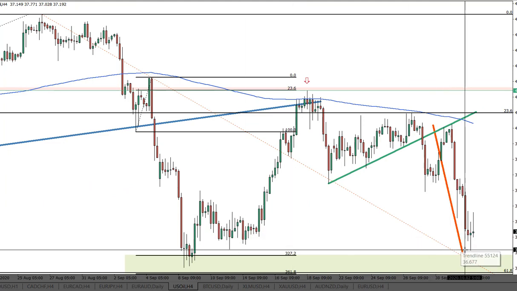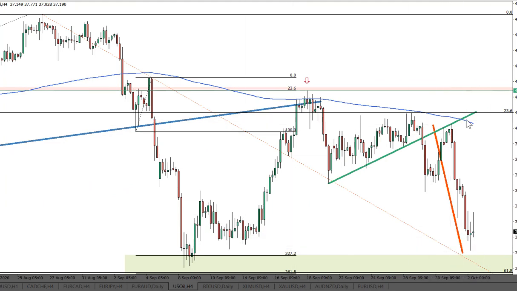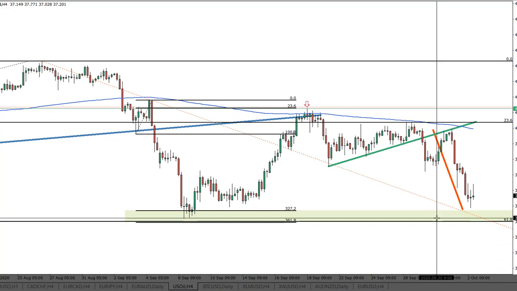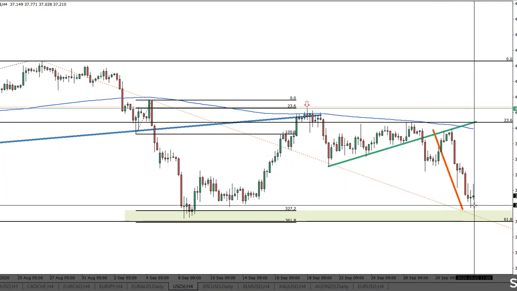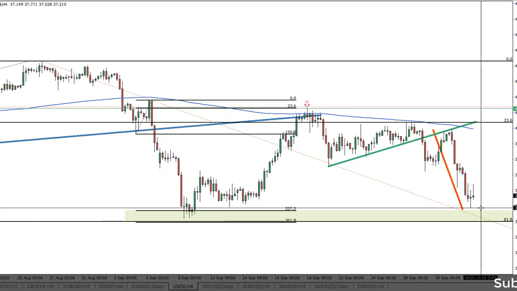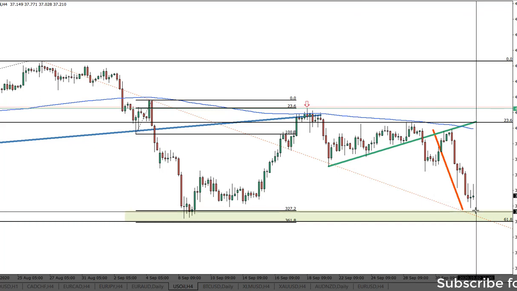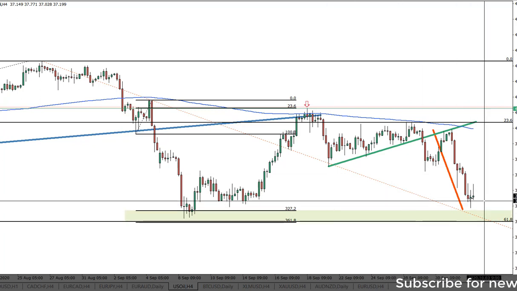Moving on to the US oil. Right here we almost tested the support. I think it will be tested, and actually with this heavy downtrend it might even go lower. But I think profit fixing for buyers would be something of interest at this stage because it's very close to the support. But let's follow and see how it goes.